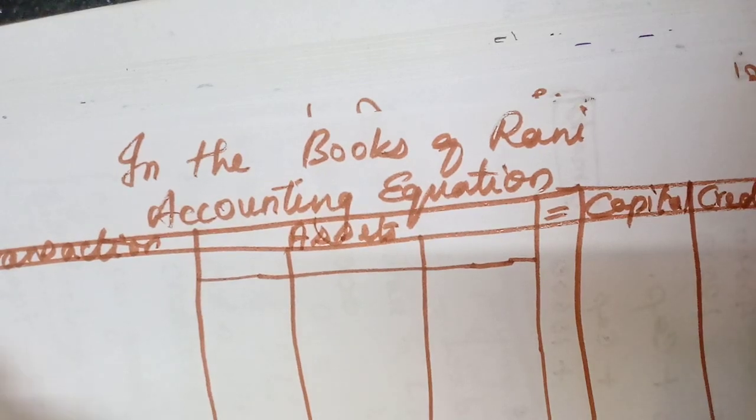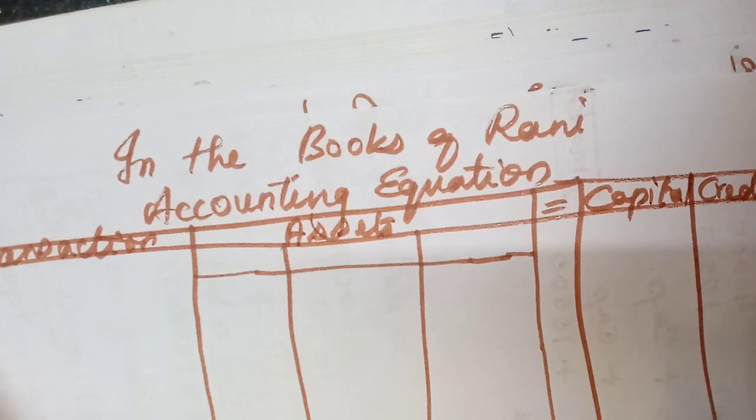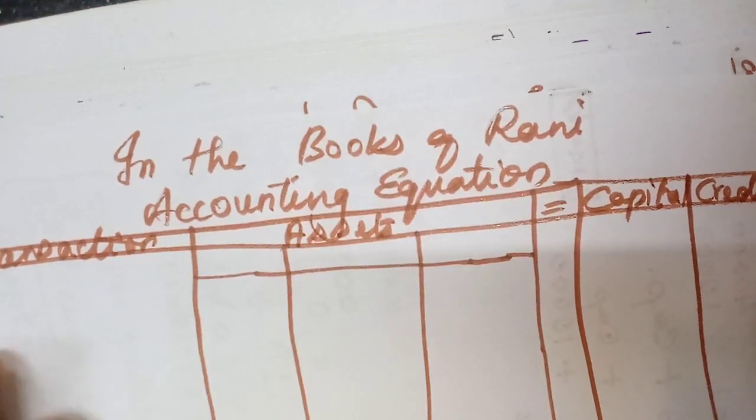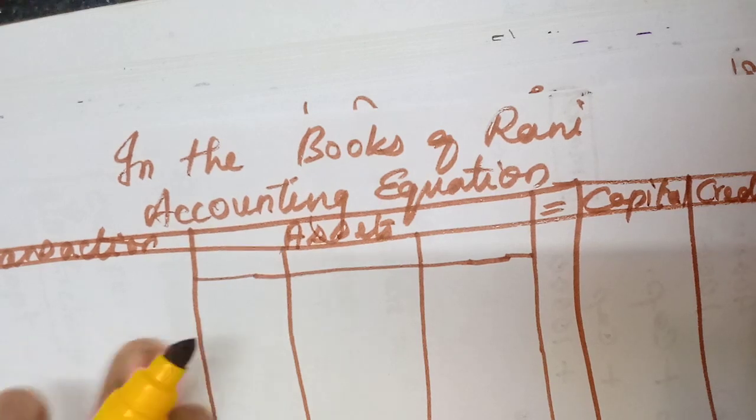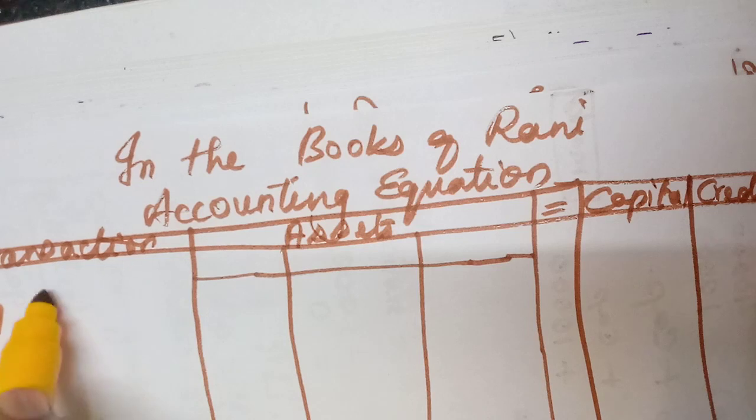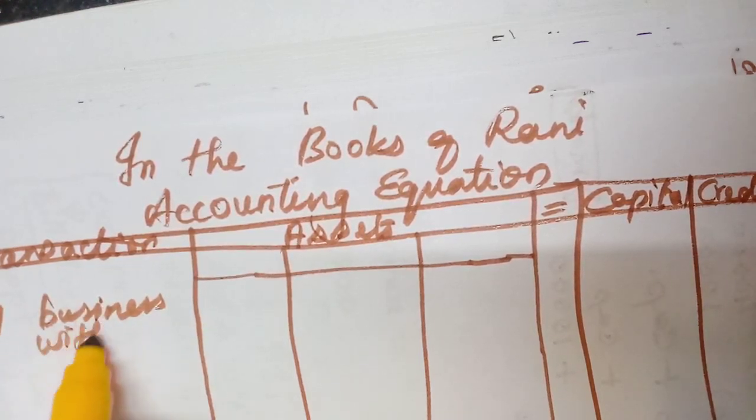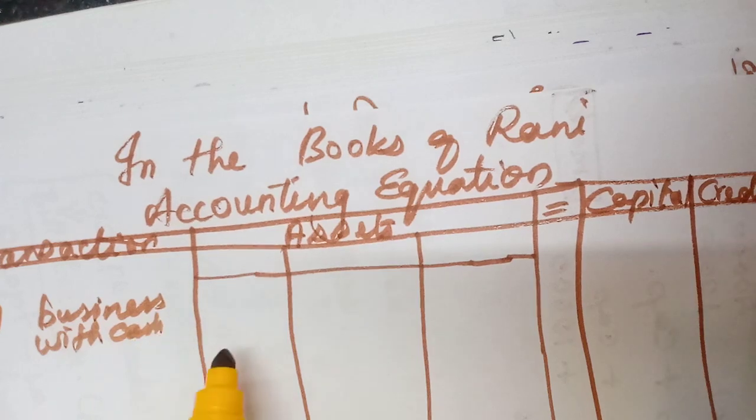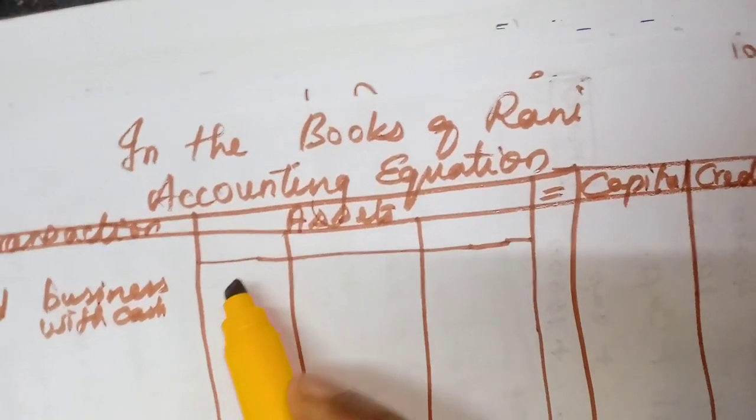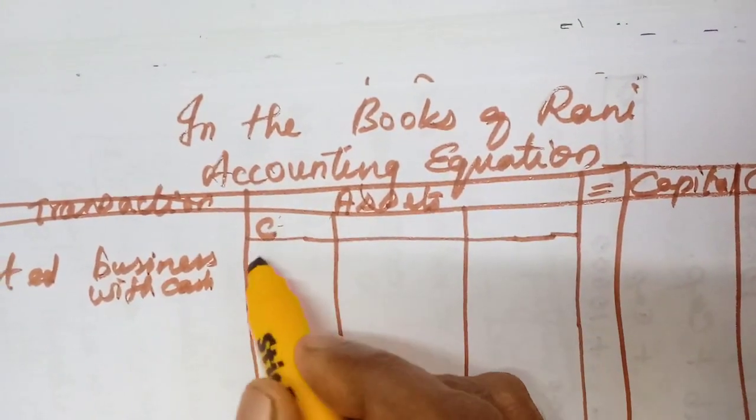The first transaction: what assets we have, that we can write. Now first we will write the transaction there. Started business with cash. Here it affects the cash account. Cash.